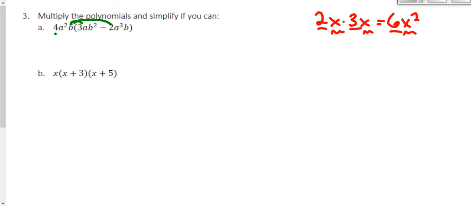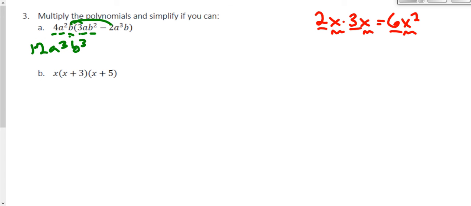I'm going to take my a squared and multiply it by a. That gives me a cubed. And then I'm going to take this b and multiply it by b squared, which gives me b cubed. So my first term from distributing is 12a cubed b cubed. Let's see what happens when I distribute to this second term over here. 4a squared b times negative 2a cubed b. So the 4 is going to multiply by the coefficient in front, negative 2. That's going to become negative 8.